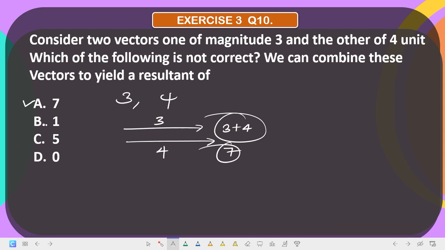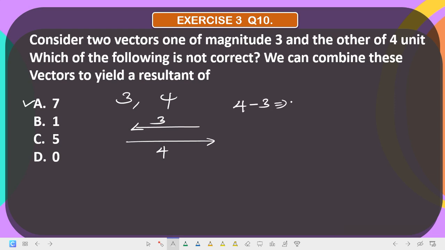Mark it here. Now the next one is, let us assume these two vectors are moving in opposite directions. Let's say this one is moving this way, 3 meters. I don't know why I'm always using meters, but we know what we are talking about, right? Vector quantities are quantities that have both magnitude and what? Direction. So in this case, if they are moving in opposite directions, you subtract them. So 4 minus 3 is what? 1. So they can also yield a magnitude of 1.